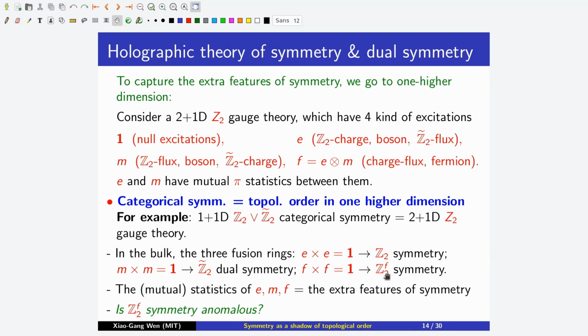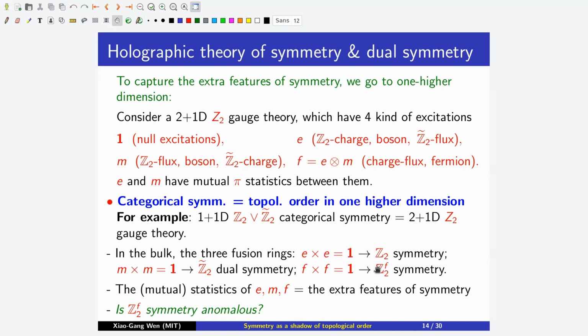I don't know what to say. I can say there are two options. We can generalize the notion of anomaly. If you do that, maybe everything is anomalous. Or we can say that this kind of Z2F symmetry is non-anomalous, something beyond anomaly, beyond anomalous symmetry. It's kind of a weird thing.